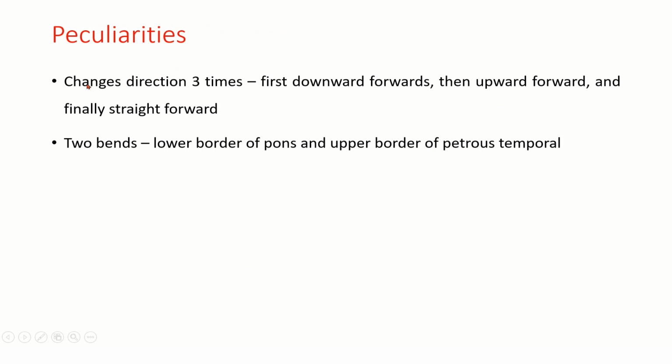Peculiarities. This nerve changes direction three times. First it goes downwards and forwards, then upwards and forwards, and finally straight forwards within the cavernous sinus. So there are two bends. One is at the point of emergence, that is the lower border of the pons. The other is at the upper border of the petrous temporal.